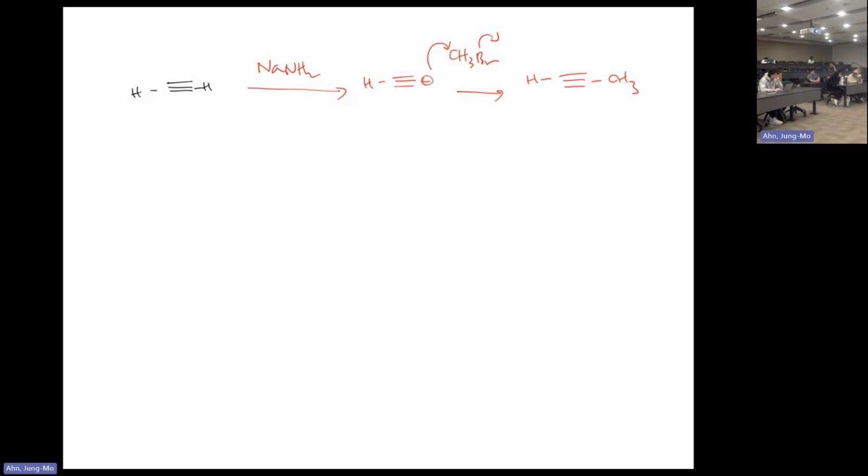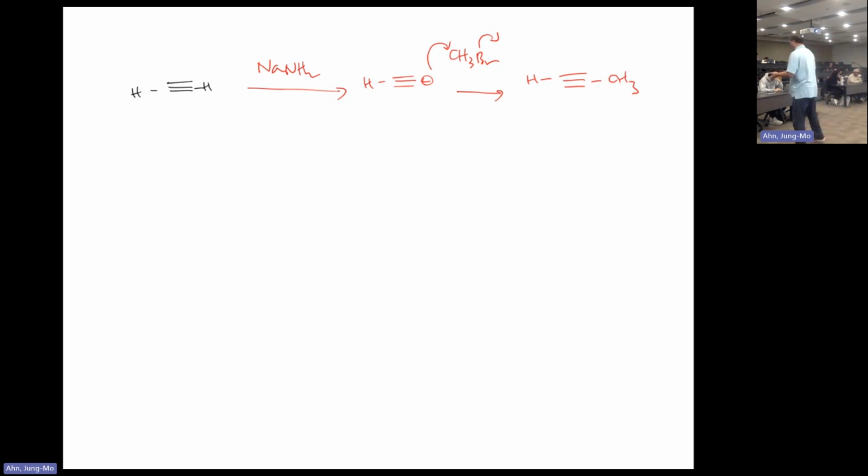But you remember that SN2 reactions are very sensitive to steric hindrance. So you better use something very small, like a primary alkyl halide. Secondary might be okay, but tertiary definitely not. I want you to remember that. But this is nothing but SN2 reactions.